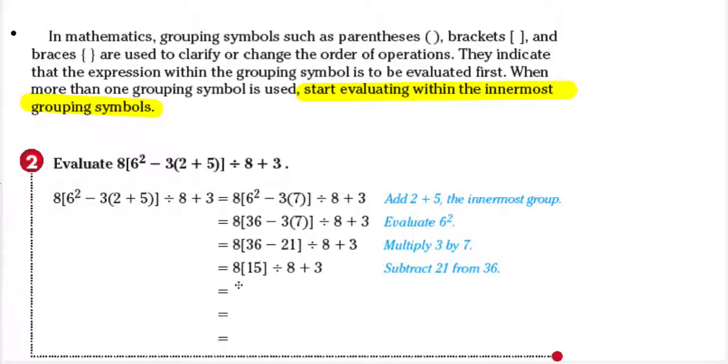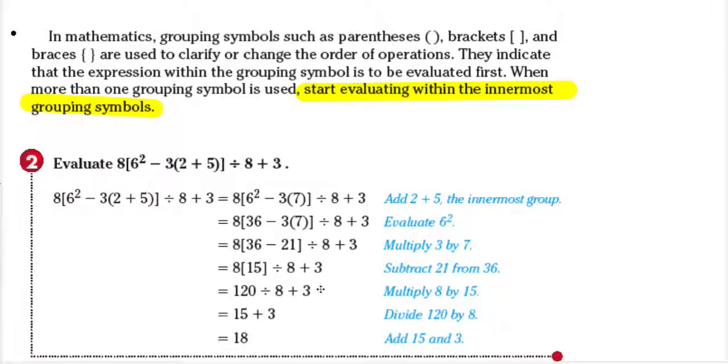Going from left to right, we multiply 8 times 15 before we divide by 8, and then add 3. We get 120 divided by 8, which becomes 15, plus 3, and finally we end up with 18. So the value of this expression is 18.